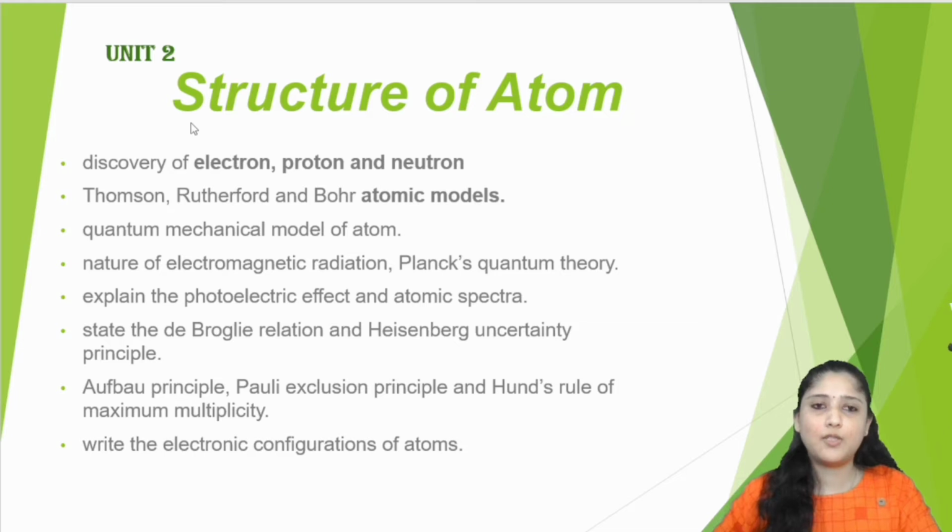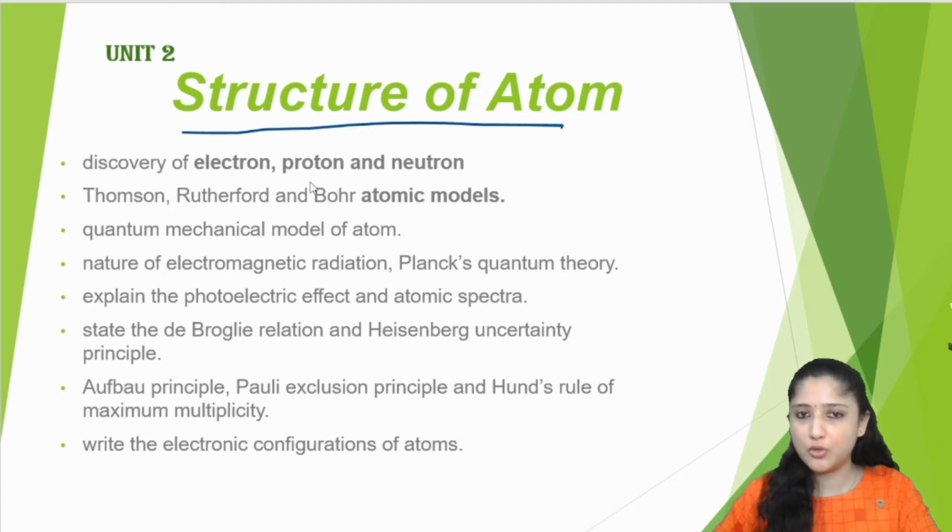Students, in this chapter, Structure of Atom, we are going to study about electron, proton and neutron, their discovery, and about different atom models: Thomson, Rutherford and Bohr atom models, the quantum mechanical model of atom, nature of electromagnetic radiation, and also the Planck quantum theory. This is an important one: nature of the electromagnetic radiation and Planck's quantum theory.